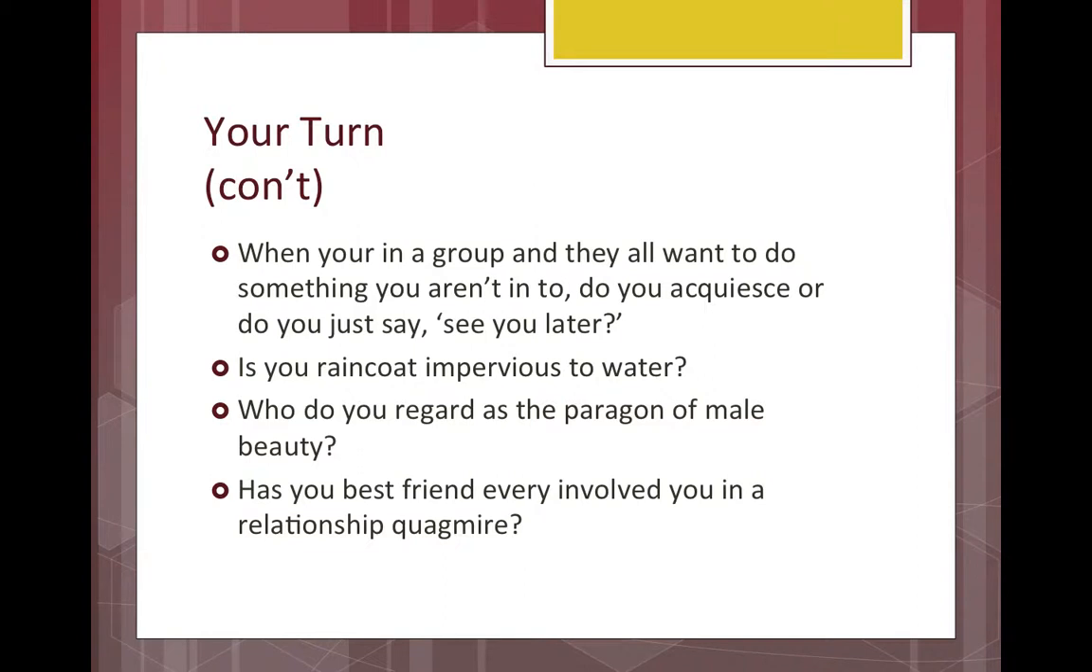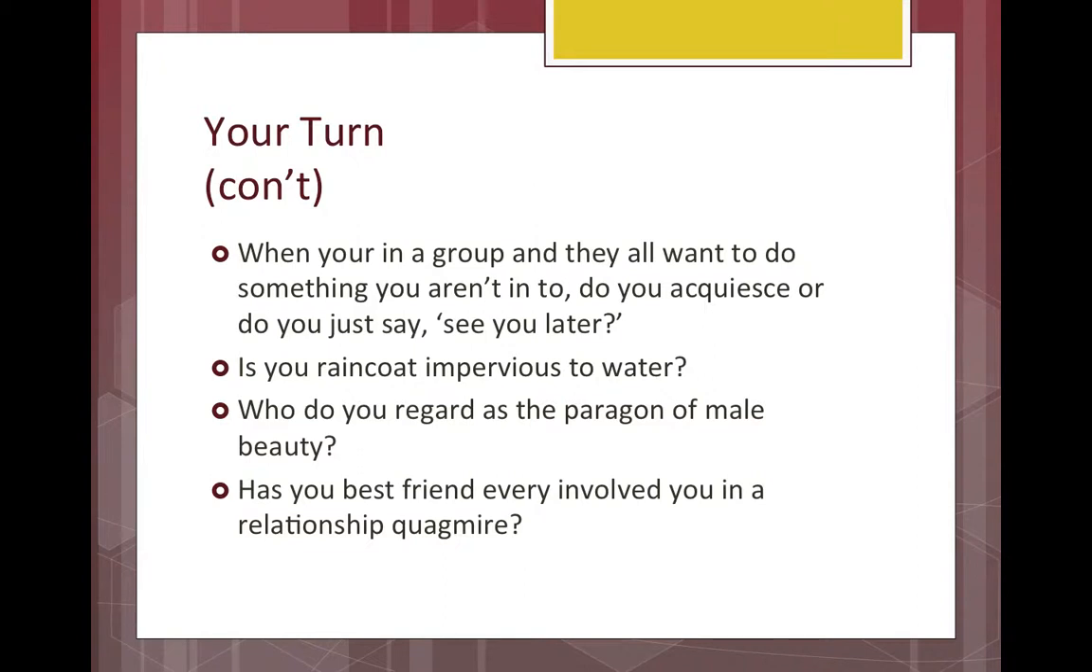Is your raincoat impervious to water? Hopefully it is impervious to water if it's a raincoat. That means that the rain is impenetrable through your coat. It can't get through to your coat. Next one. Who do you regard as the paragon of male beauty? Well, these answers could vary wildly depending on people's personal tastes and preferences. Maybe James Bond or your favorite movie star.